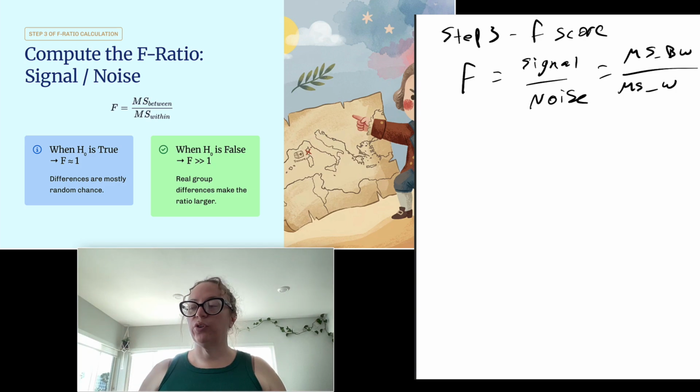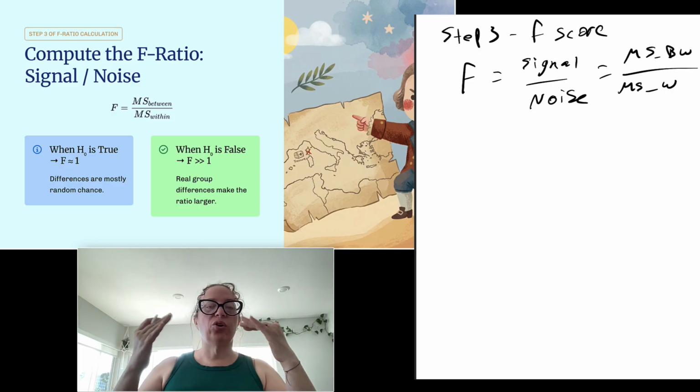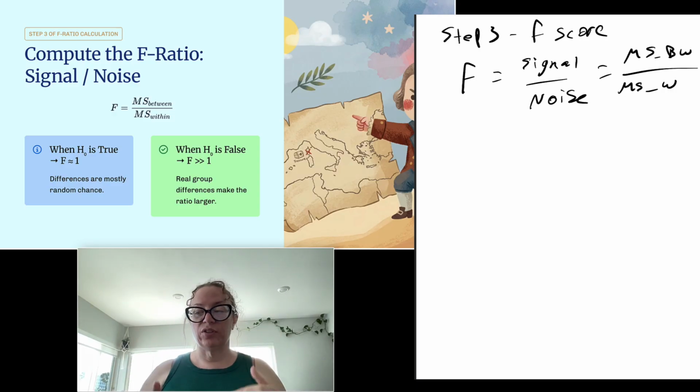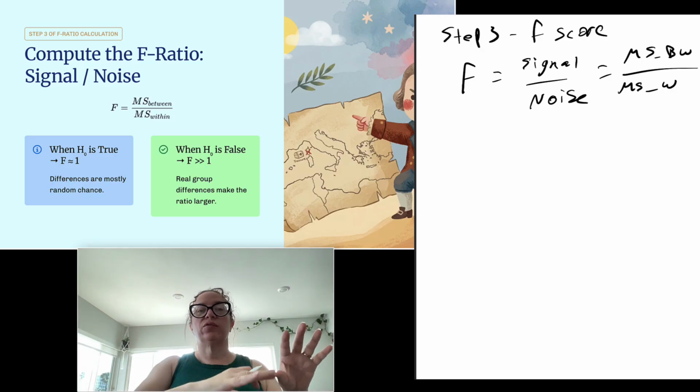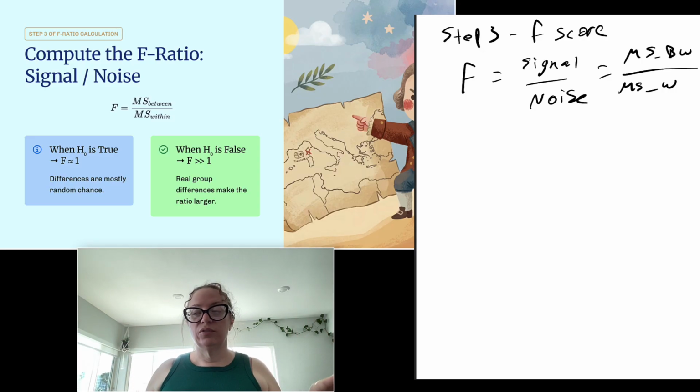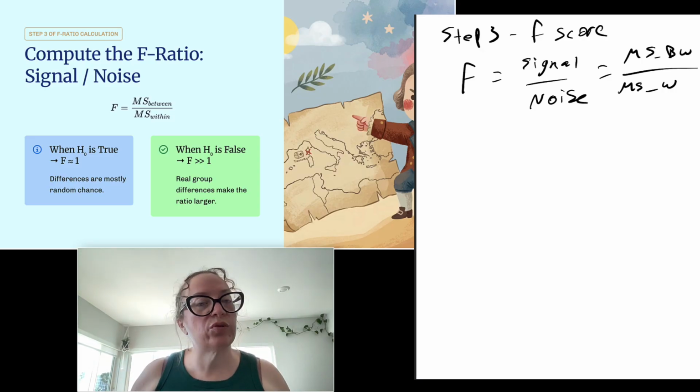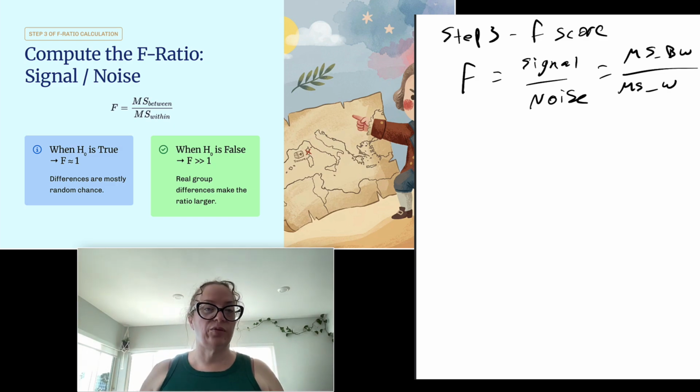All right, so the formula for F is signal over noise. Signal divided by noise. The signal-noise ratio. That's why you call it the F ratio, or the F score is the F ratio. And signal is between groups, because we want to see if there's differences between groups. Noise is all the stuff going on within groups. So MS between divided by MS within. Signal to noise ratio in its cleanest form, okay? So step 3 is to find the ratio.